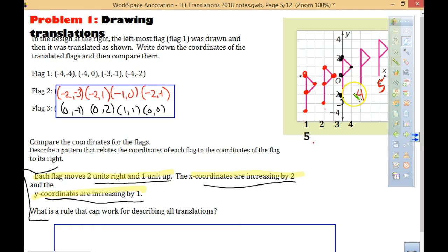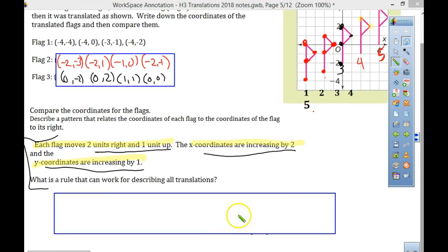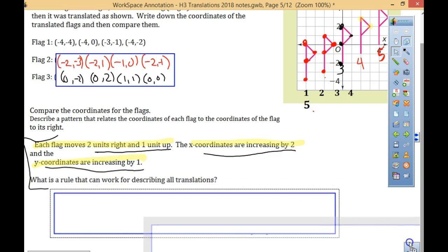And it looks like that's the case each time, right? Over 2, up 1, over 2, up 1. Doesn't matter which point I pick. If I pick here, if I pick this one, over 2 and up 1. That is the same pattern all the time on our flag. So it says, how can we write this as a rule? And this is what you'll see in your homework for the rule.